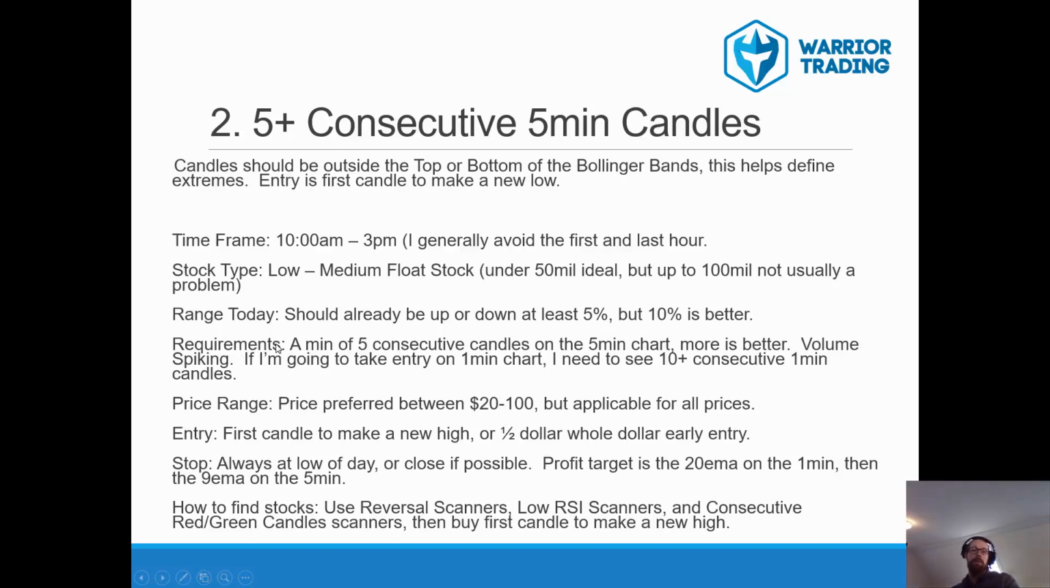We're looking for, preferably, low to medium float, up 5 to 10%, a minimum of 5 consecutive candles, price between 20 and 100, first candle to make a new high, or possibly half dollar or whole dollar entries.